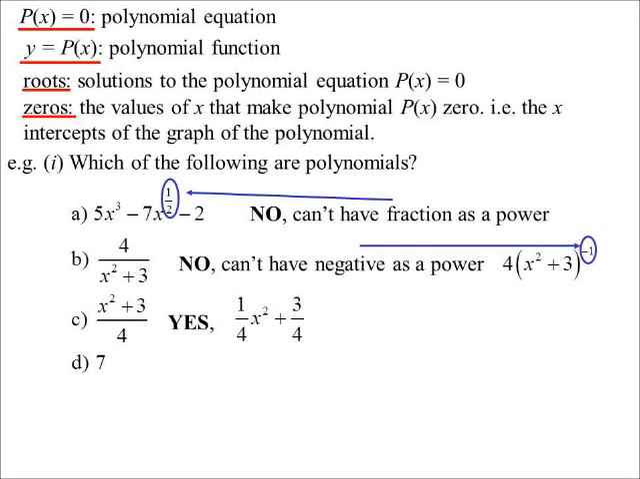Or D. Yeah, it's still a polynomial. A constant number is still a polynomial. It'll be a polynomial of degree 0. Because technically, I mean, we don't write it, but it's 7x to the power of 0.